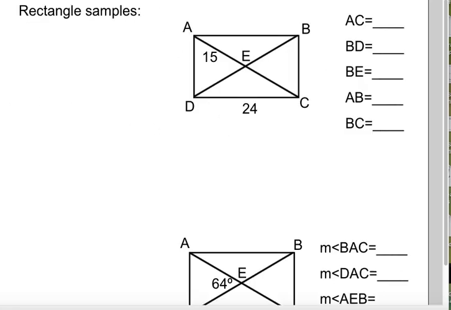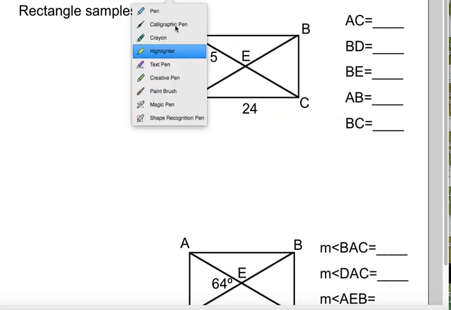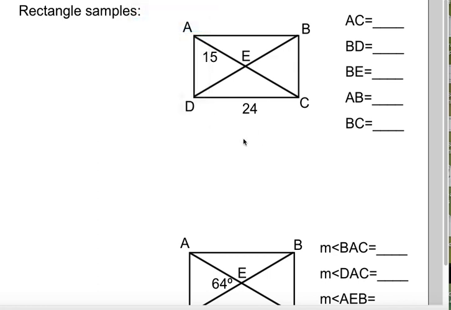Here is a rectangle sample, and in this one they've labeled a couple of the side measurements. They've labeled this piece of the diagonal here, and they've labeled DC. If AE is 15, then EC is also 15. And that means that that diagonal from A to C would be a length of 30. They've also given us the length of D to C as 24.